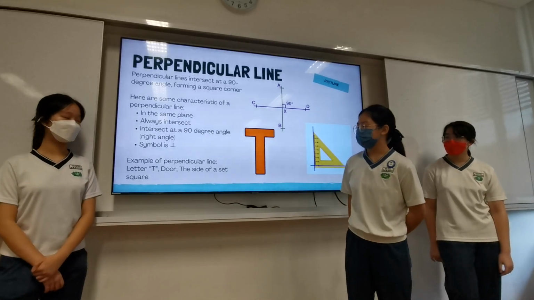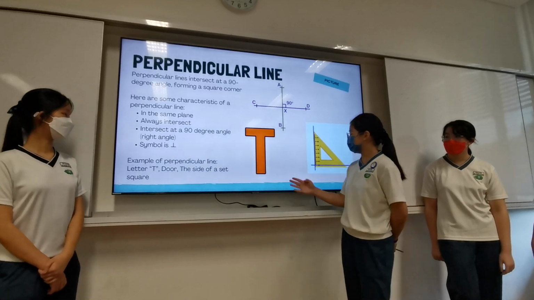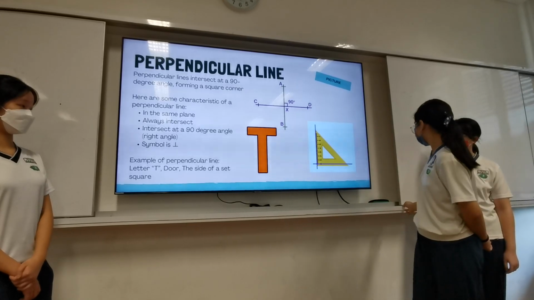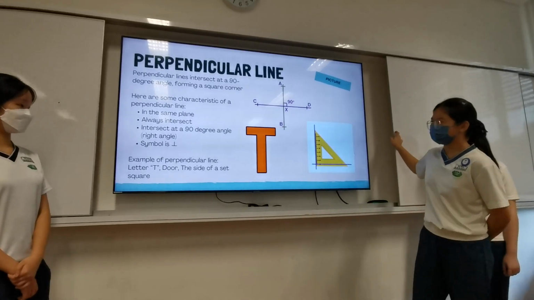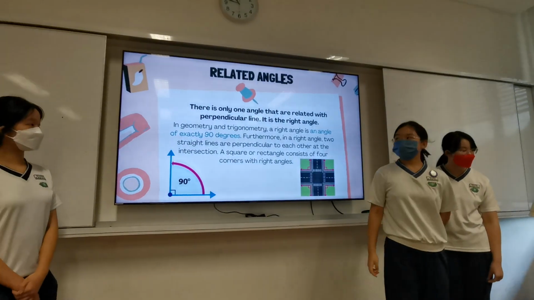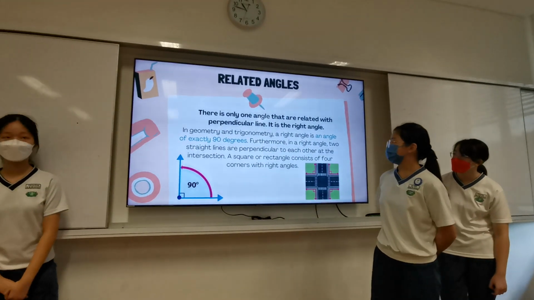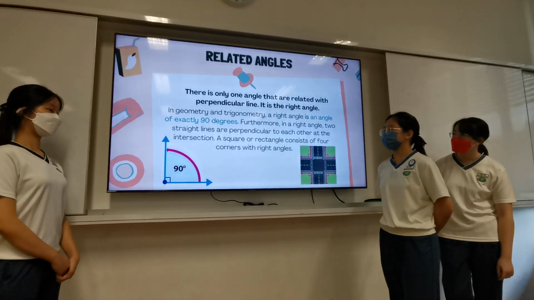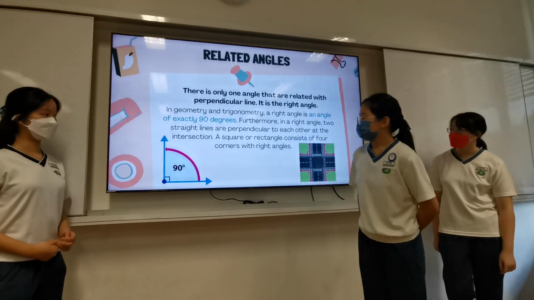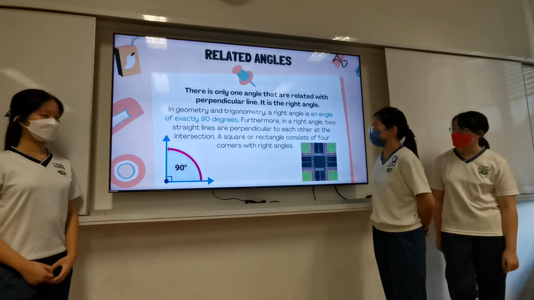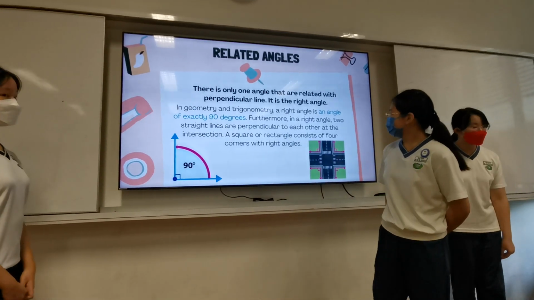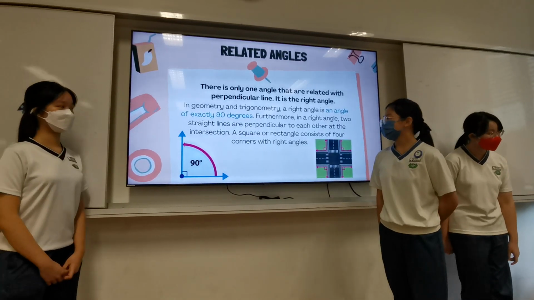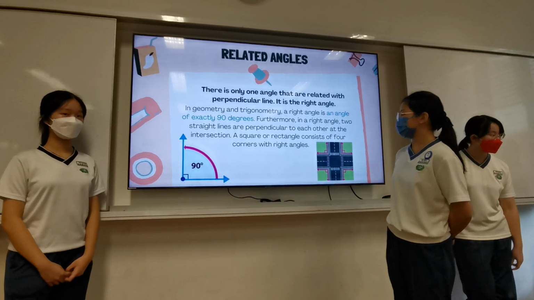Examples of perpendicular lines in real life are the letter T, the sides of a square, and also this whiteboard, which intersects at 90 degree angles too. So there's only one angle that is related to perpendicular lines, which is the right angle. A right angle is an angle of exactly 90 degrees. Less than one or more than 1 degree is not a right angle. Furthermore, in a right angle, two straight lines are perpendicular to each other at the intersection. A square or rectangle consists of 4 corners with right angles.